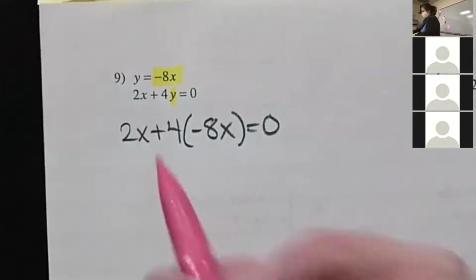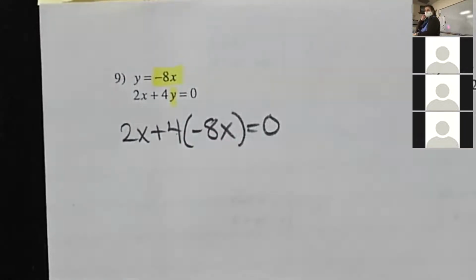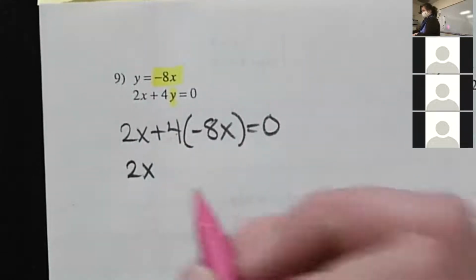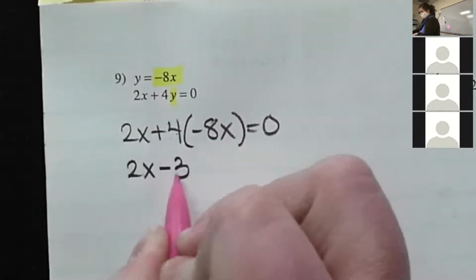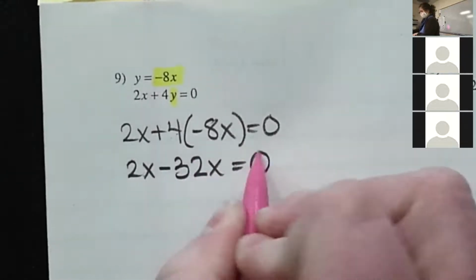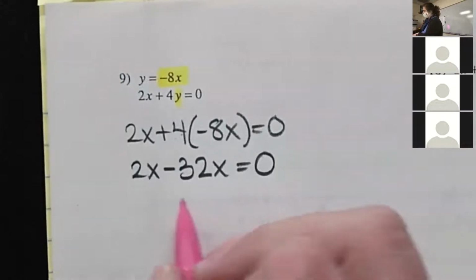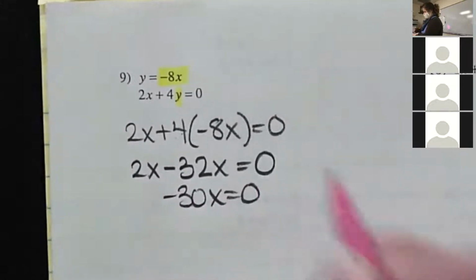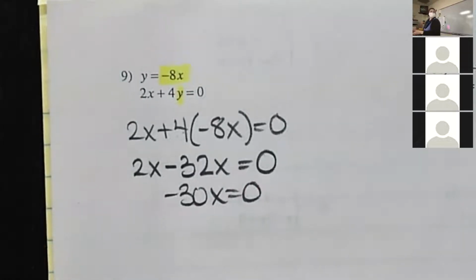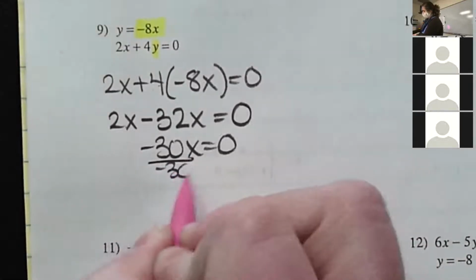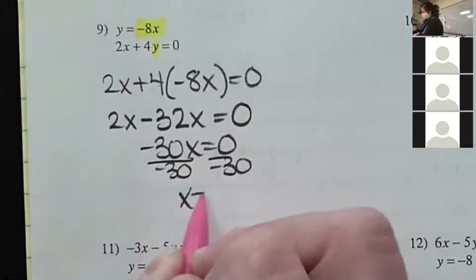So let's keep solving. If these are right next to each other, what is that implying? Multiplication. So I have 2x. And then what's 4 times negative 8x? Negative 32x, right? Can I put that 2x and that negative 32x together? Yeah, what is that? Negative 30x, good. Equals 0. Well, I still got to get x by itself, still got to keep solving. Divide by negative 30. What's that going to end up being? 0. X is 0.